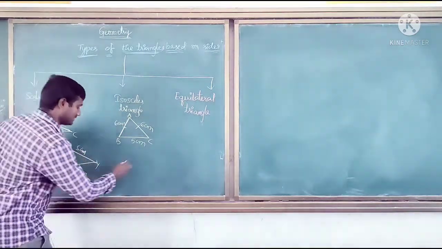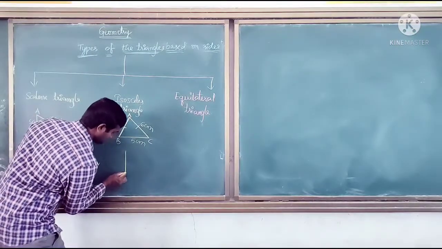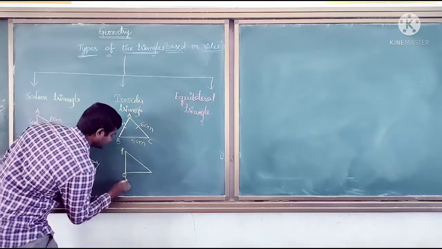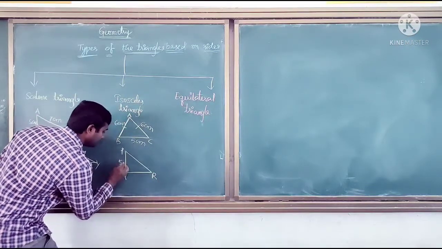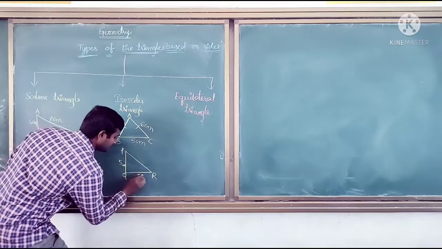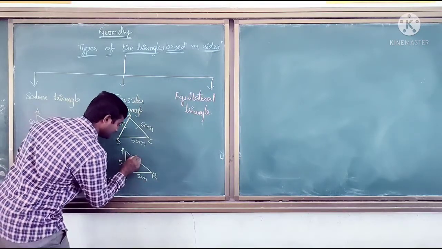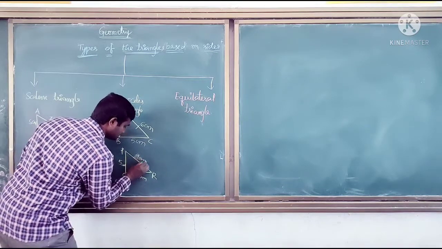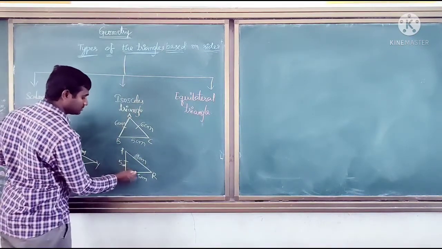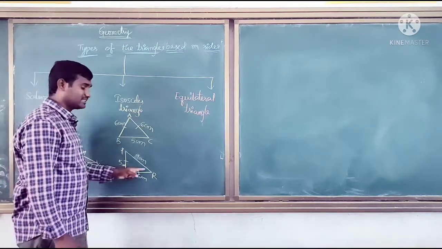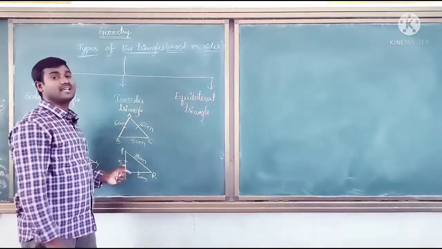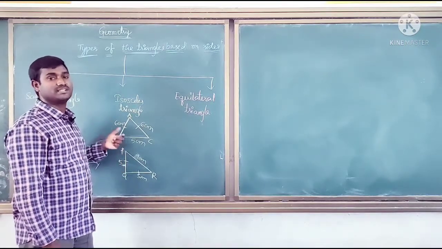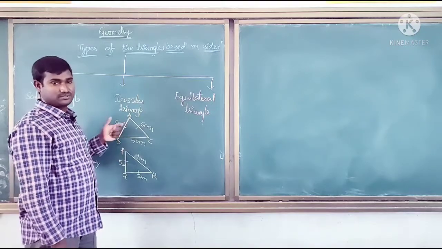I am taking one more example, triangle PQR, with sides 5 centimeter, 10 centimeter, and 5 centimeter. In this triangle two sides are the same, so we can call it an isosceles triangle. If at least two sides in a triangle are equal, it is called an isosceles triangle.